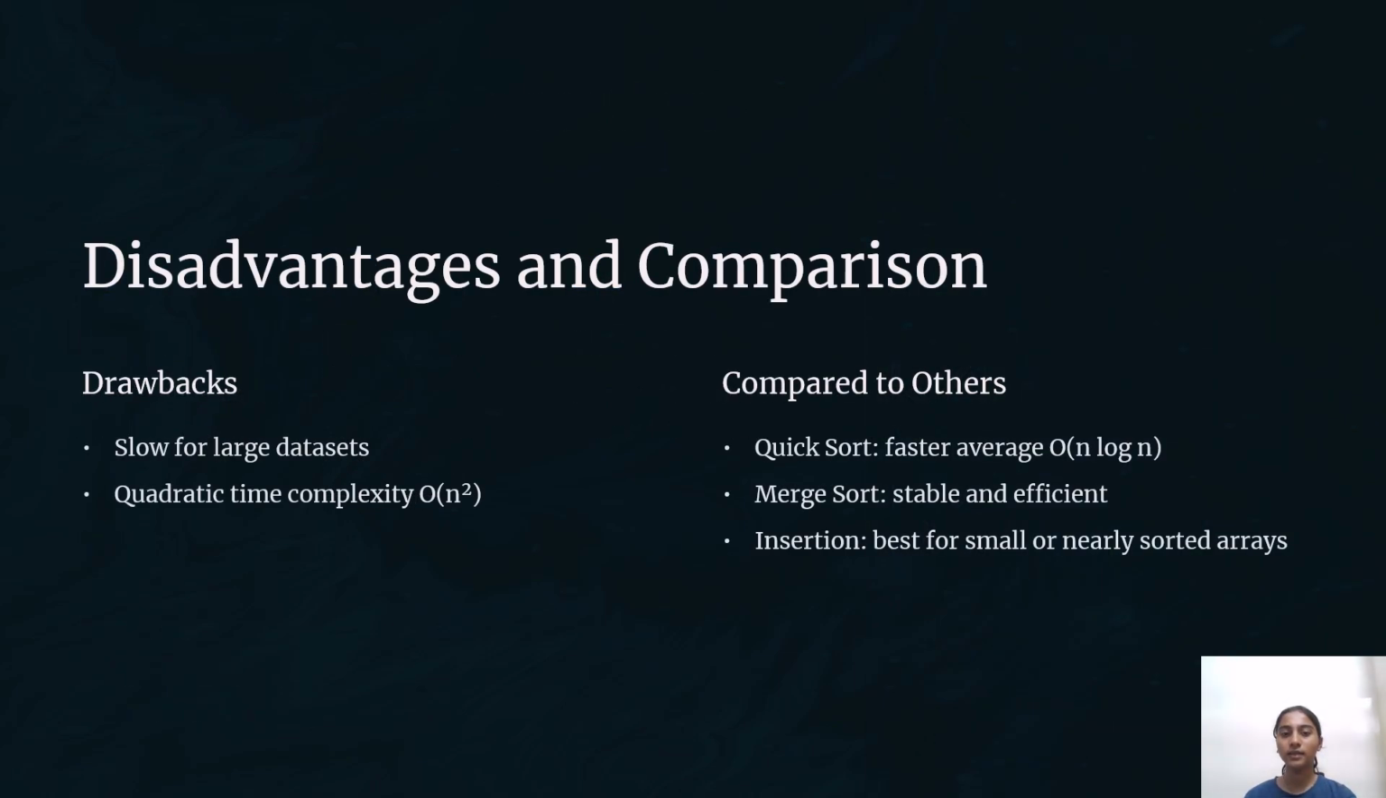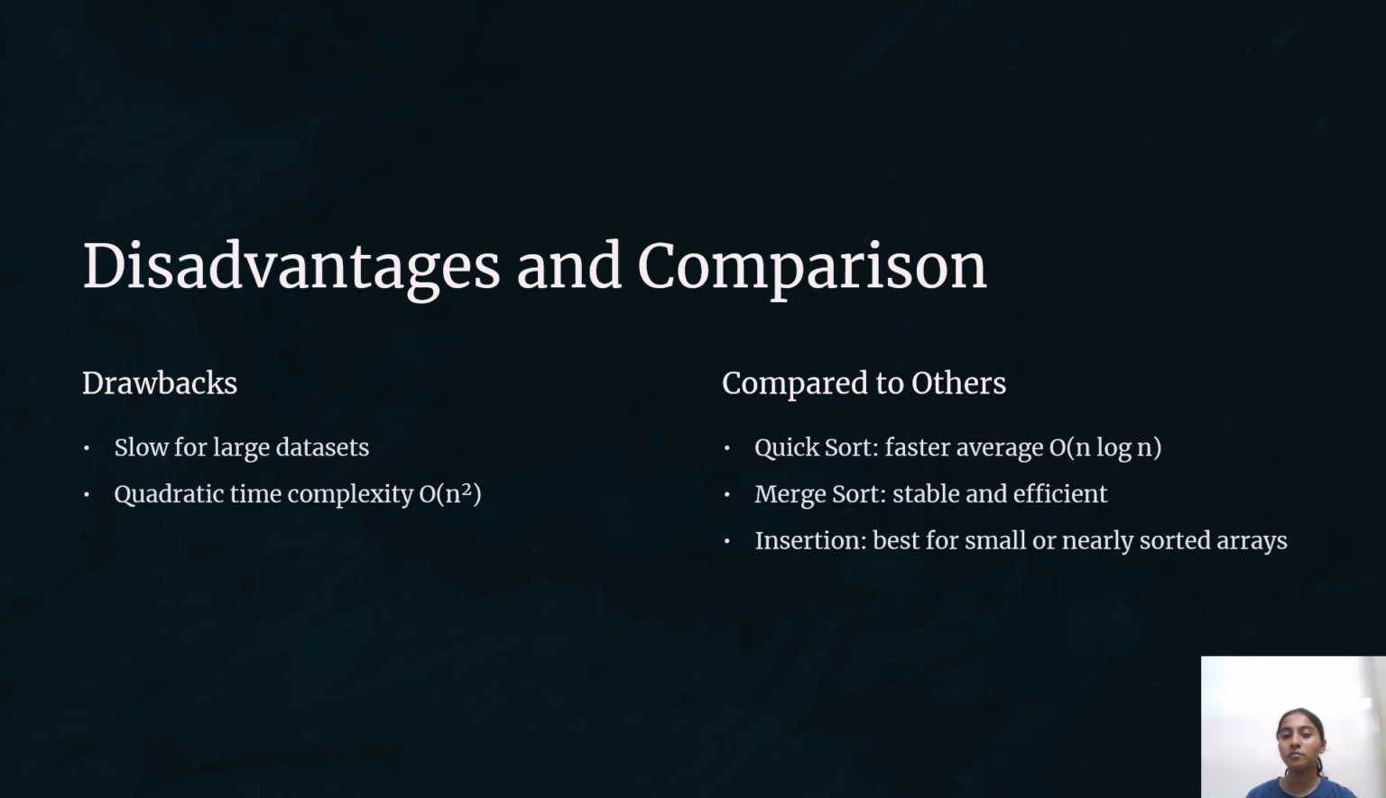Now we will see disadvantages and comparison. So first one is the drawbacks. In that, first one is slow for larger data sets. Insertion sort becomes inefficient when the input size is large. It performs many comparisons and shifts, making it slow compared to more advanced algorithms. Next one is quadratic time complexity. As we saw earlier, in average and worst case, the time complexity is n square. That means the time increases rapidly with larger inputs.